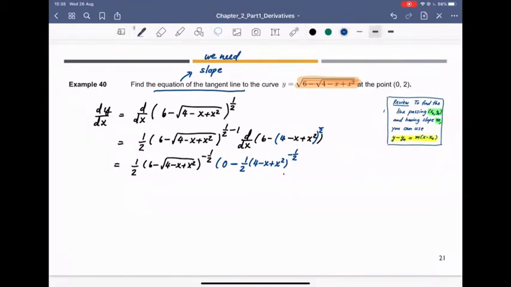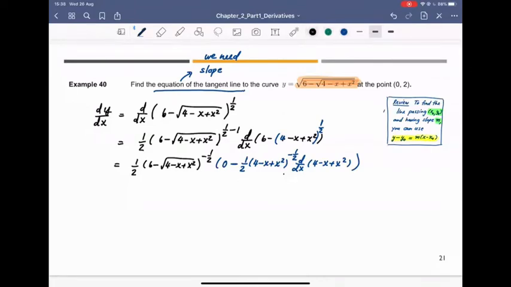Okay, so again, I have 4 minus x plus x squared raised to the 1/2. When I differentiate that, I get 1/2 times the inner function raised to the minus 1/2, and then I have to differentiate 4 minus x plus x squared. This is like peeling an onion. You just do the outer function first, and then you keep doing it, peeling one layer at a time.